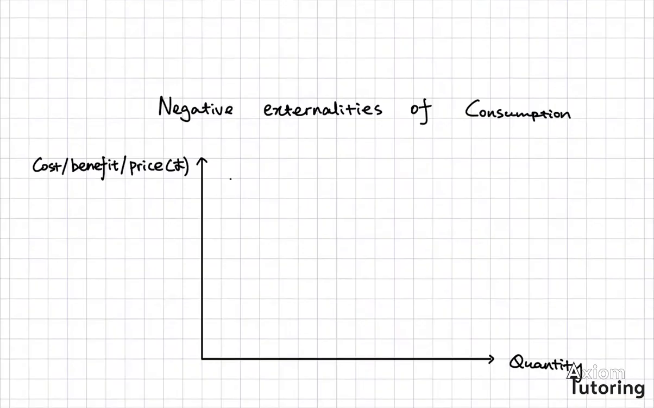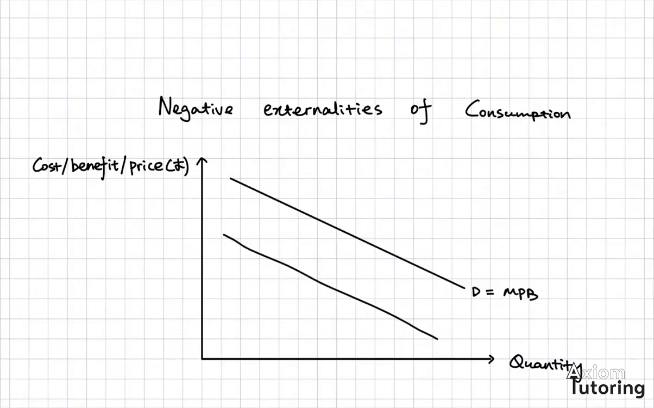Now, the first curve is a downward sloping demand curve, which is also marginal private benefit to consumers. And another downward sloping curve would be labeled as marginal social benefit. It is the sum of marginal private benefit and marginal external benefit. Now, here, marginal social benefit is below marginal private benefit because the marginal external benefit is actually negative. And the vertical distance between the two downward sloping curves is marginal external cost per unit of the transaction.